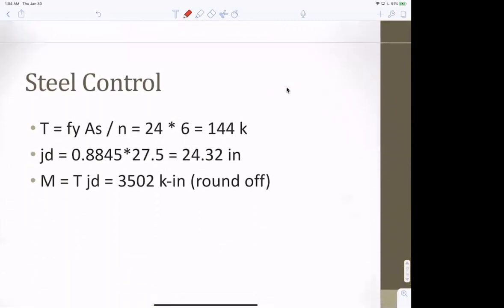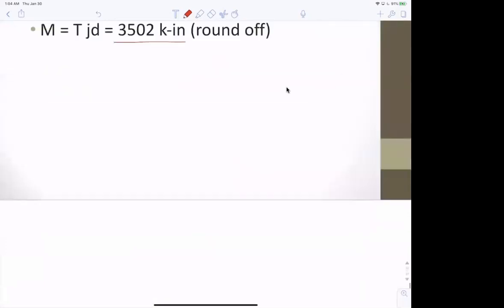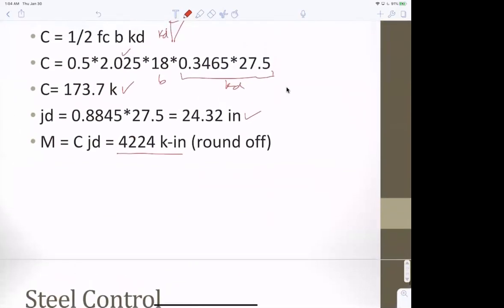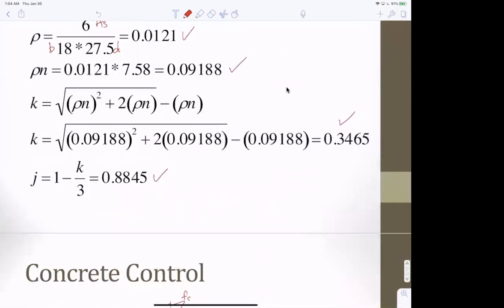If the steel controls, the tension force is FY AS. So there we go. JD is there again, same number. And T times JD is 3502 kip-inch. Again, we'd round off to the same answer. Okay, so that is how to do working stress design.